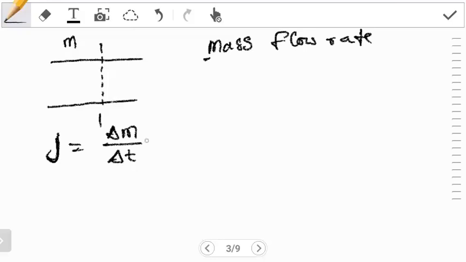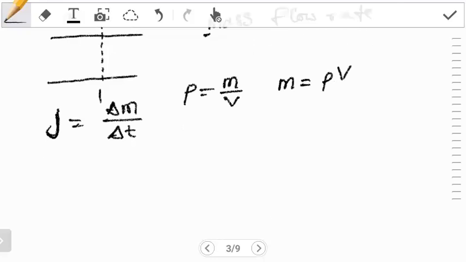Now what you have to remember is that from this expression, mass can easily be related to density when we divide it by volume. I'm using rho to mean density, implying that mass is equal to density times volume. So this expression becomes: the mass flow rate is equal to the density times the volume divided by the time. I've dropped the changes; the value for m is just the mass itself, and the value for t is just a change in time.